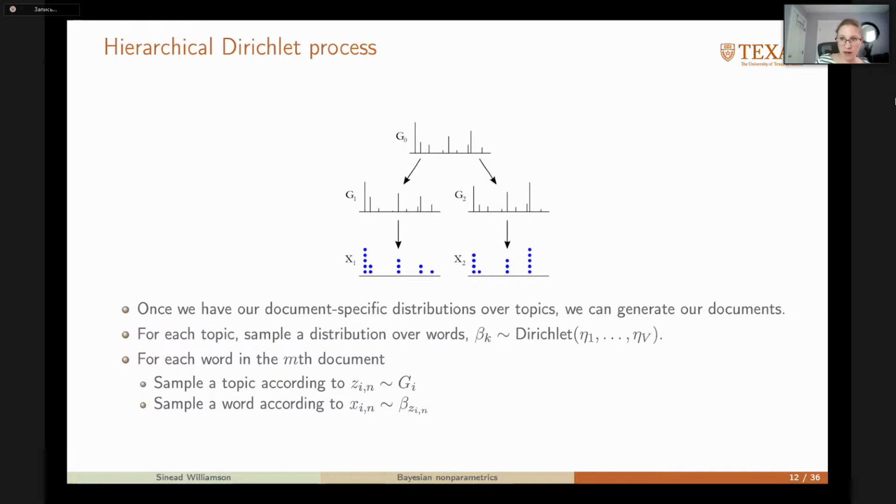Now, again, each document is only going to have as many occupied topics, right? We're only going to see ZIs associated with a finite number of topics, because we have a finite number of words in the document, and each word is only associated with one topic.